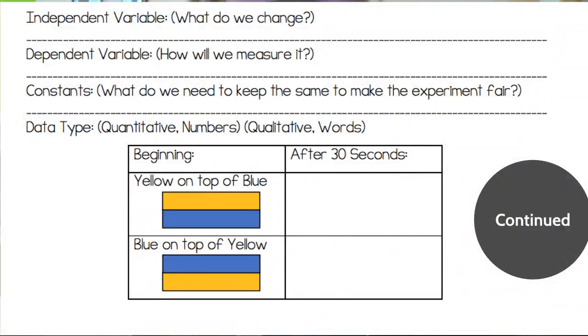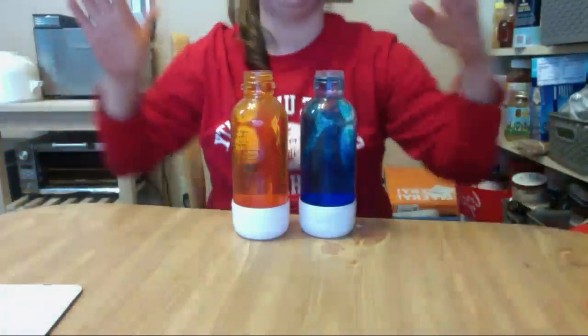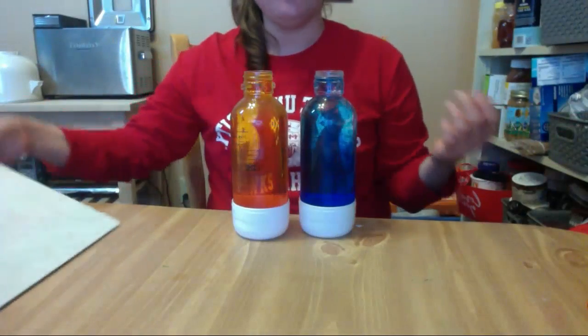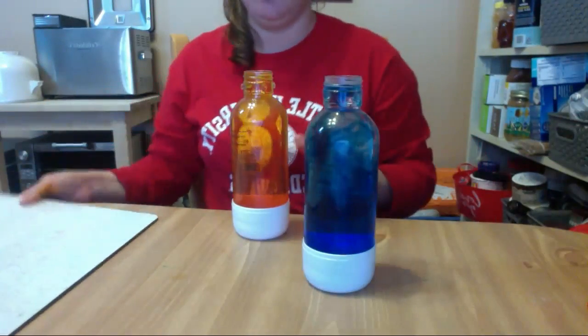The data type that we have here is qualitative, with words. We're not collecting any numbers. So we're going to start with yellow on top of blue. I'm going to back up my computer because safety first in science. We want to make sure that if something does go wrong, I still get my security deposit back.